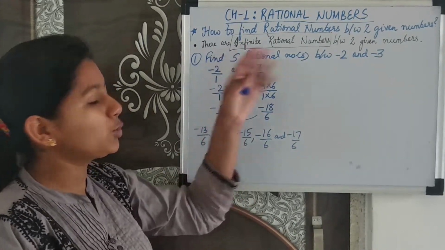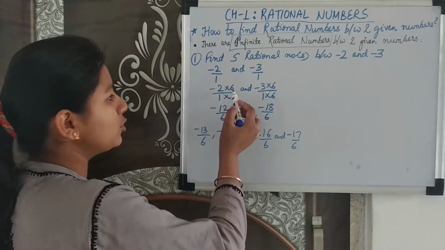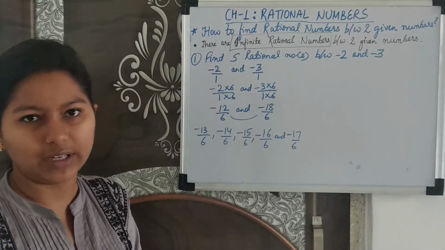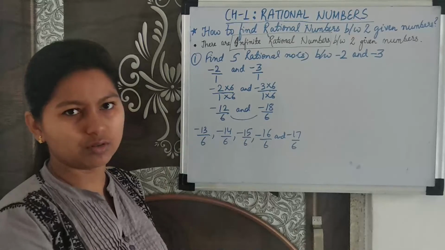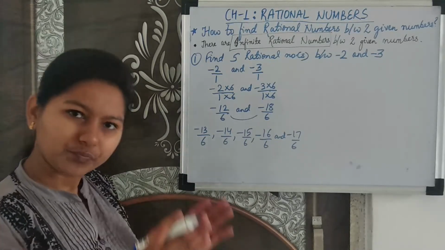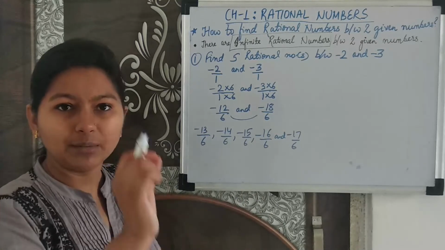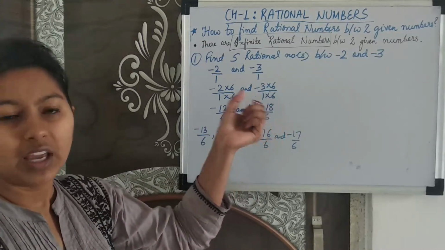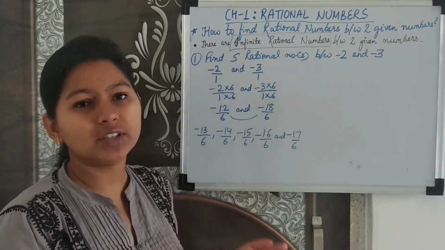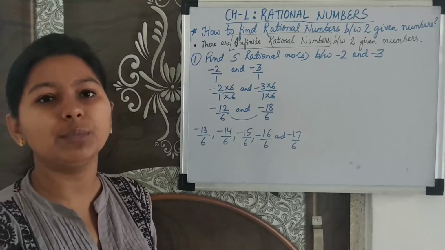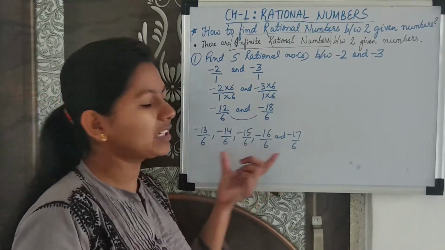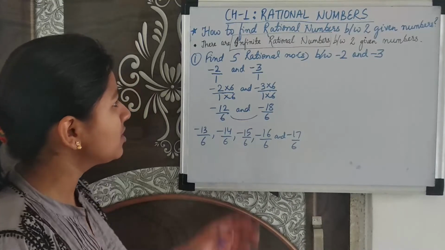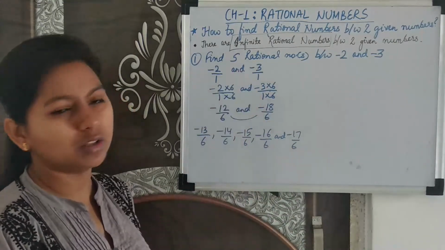If they want you to find 20 rational numbers, you have to multiply both the numerator and denominator by at least 21. At least 21. You can do it by 30 also, 40 also, 50 also, 100 also, by which your calculation becomes easy. But if they want 20 rational numbers, you have to take at least 21. If they want 10 rational numbers, you have to take at least 11. I am talking about the minimum number which you have to take to find the exact number of rational numbers between two given numbers. So these are 5 rational numbers. You can find many more depending on the question.